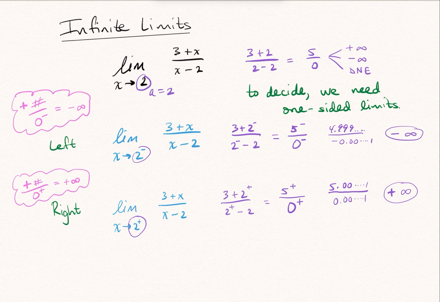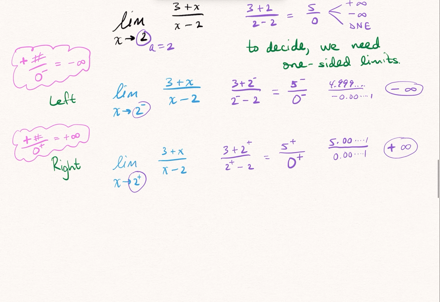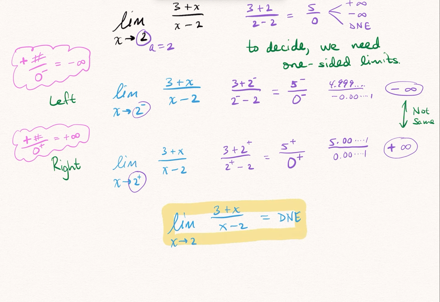These are things you think, but you don't really write down, but you can think it. Now, what does all of this mean? Well, these two here are different. These disagree. They're not the same. And because they disagree, the final result is DNE. So when we go back to the original problem, the answer is DNE because the left and right side do not agree.